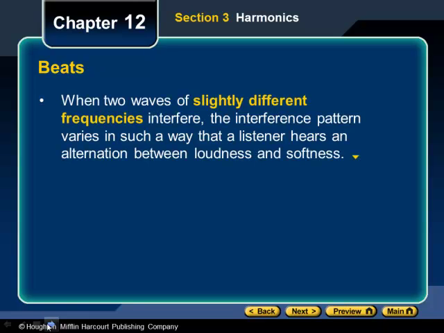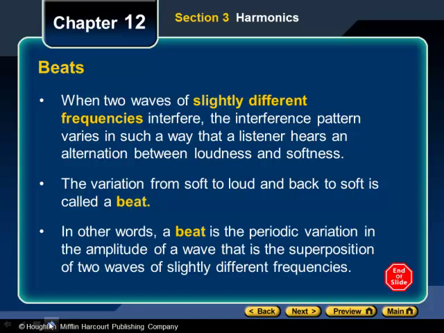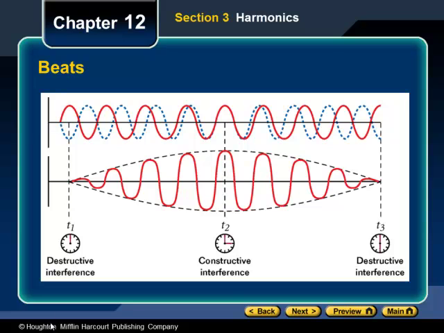Okay, as you just saw, when you have waves of slightly different frequencies, the interference pattern will vary in such a way that you get beats, alternations of loud and soft tones. Those are called beats. So a beat is the periodic variation in the amplitude of a wave that is the superposition of two waves of slightly different frequencies. That is a complicated way of saying that it's the difference in the two frequencies that tells you the number of beats per second that you'll get.